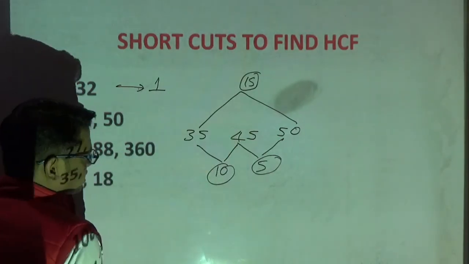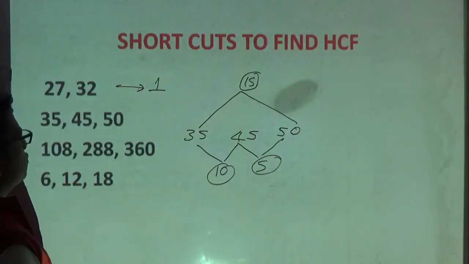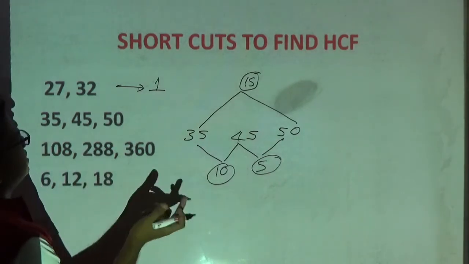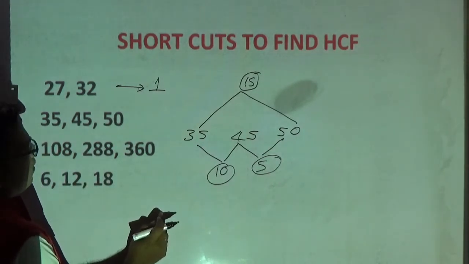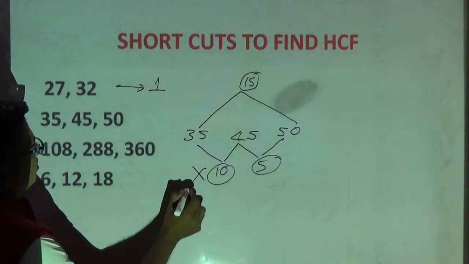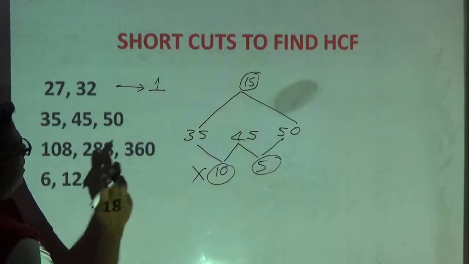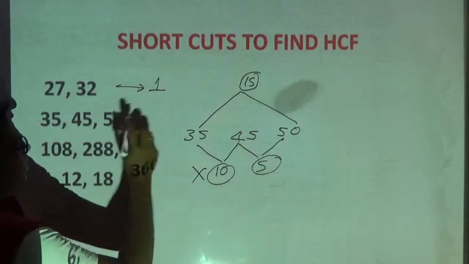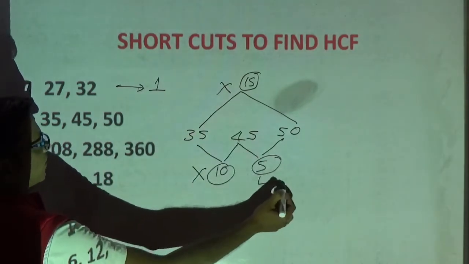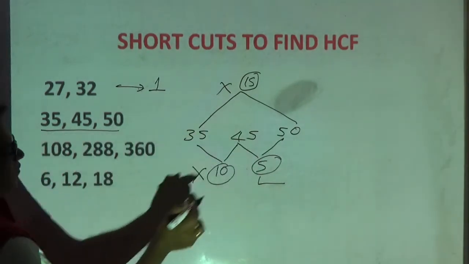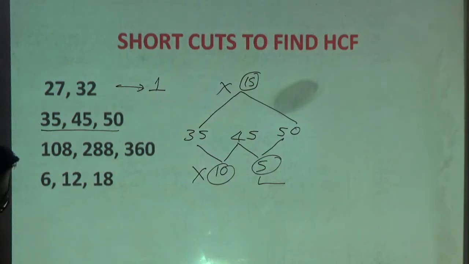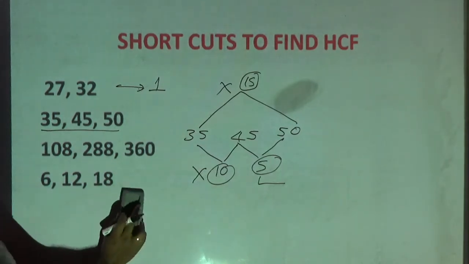Now, among these numbers, which number is going to divide completely, the highest number? From 10 I cannot divide, because 35 is not divisible by 10. Can I divide by 15? No. From which number can I divide all three numbers? From 5. Therefore HCF for this problem is 5. Okay, so let me explain another method here.